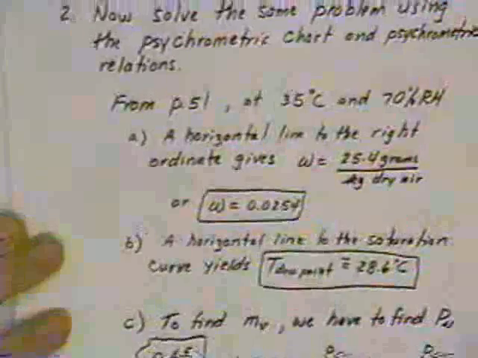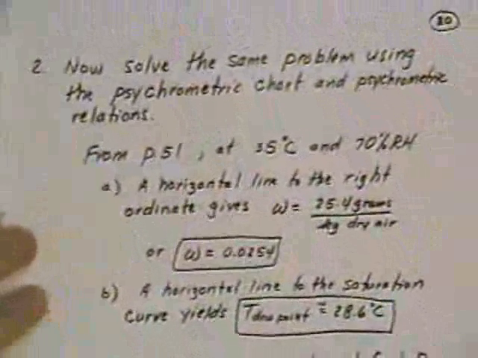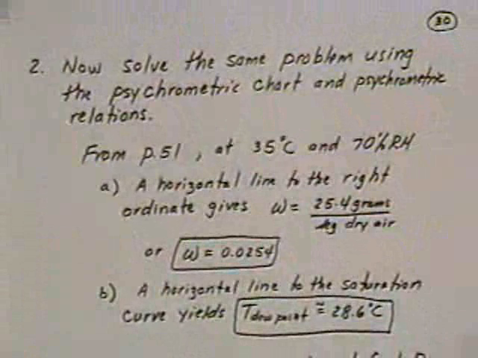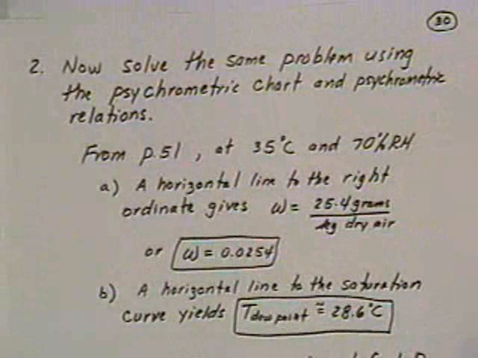use the psychrometric charts. So let's take the same problem now and solve it using the psychrometric chart and the psychrometric relations. Some of the things are going to be very easy to find on the psychrometric chart, so this is the second part of the problem. Let's go straight to the psychrometric chart, put it back at the same point we had before, and take a look at what we can get directly off the psych chart.